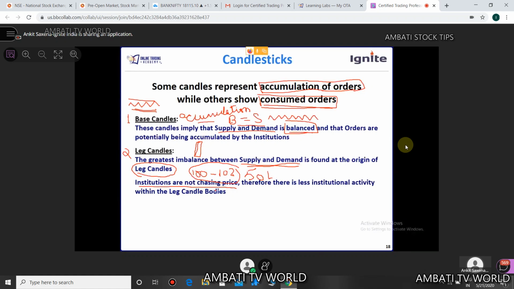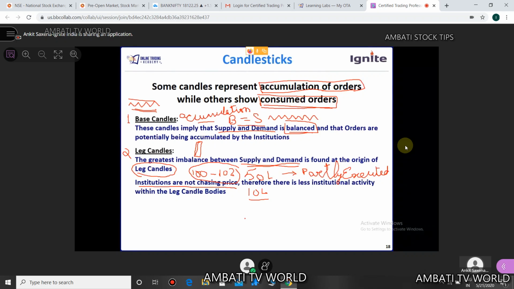So what will happen here? The order will get partly executed, isn't it? Now let's suppose in this 100 to 102 rupee range, 10 lakh quantity got executed.